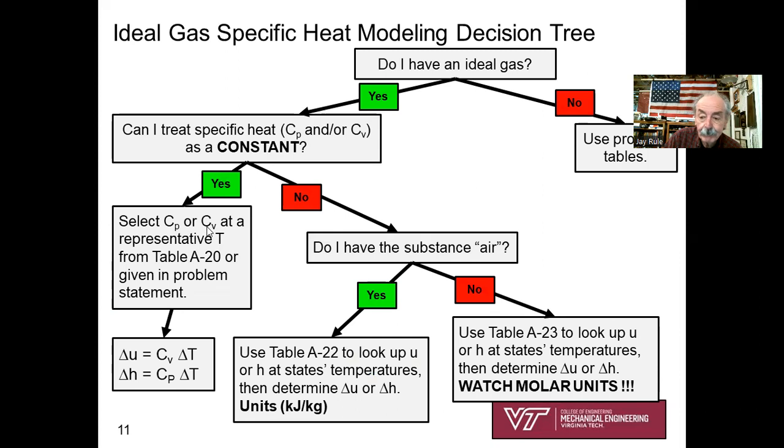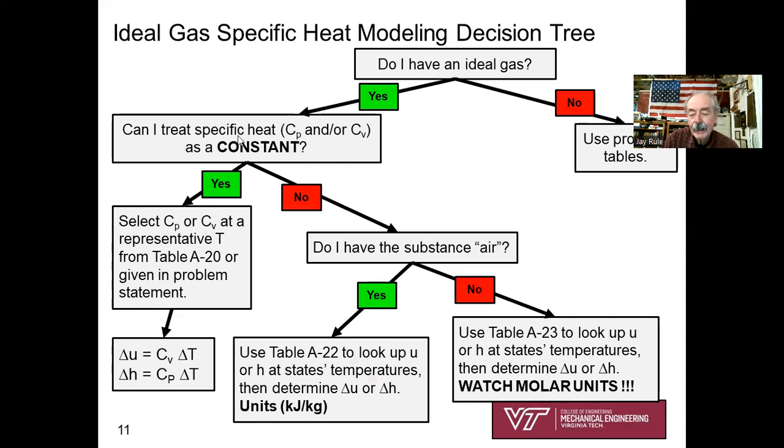You will select CP or CV at a representative temperature from table A20, or it may be given in your problem statement. And so what? Well, if CP or CV is a constant, then you immediately jump down to remembering that internal energy change, delta U, is C sub V, constant, times delta T, and enthalpy change, H2 minus H1, is CP, constant, times delta T. So, man, this is a very easy modeling approach to do your math.